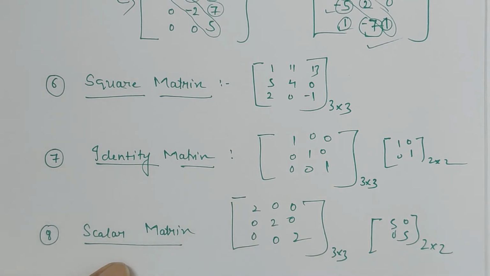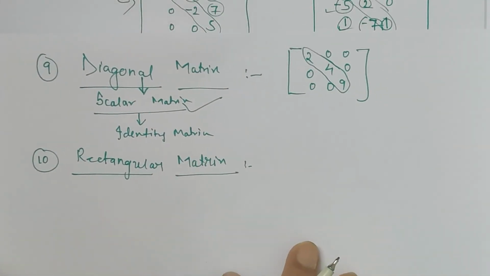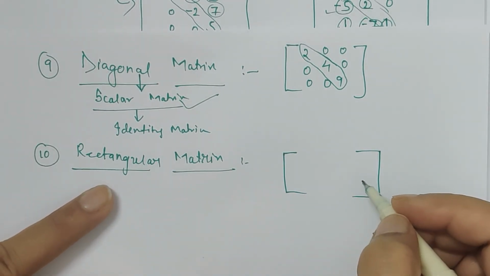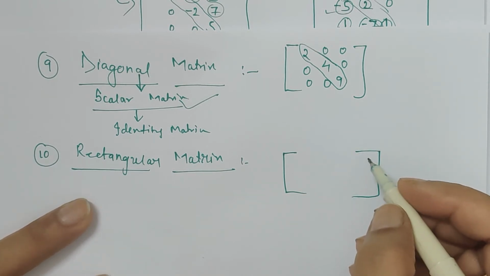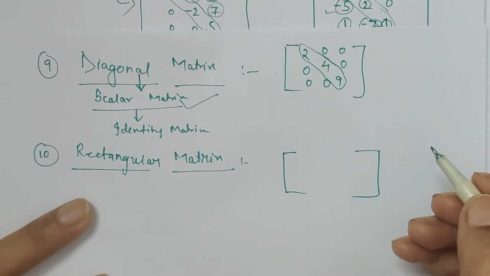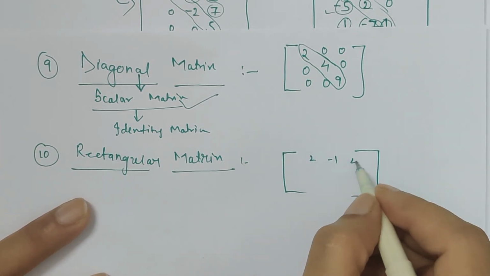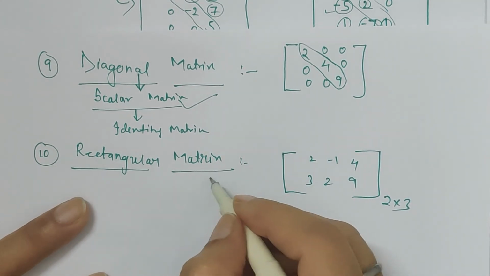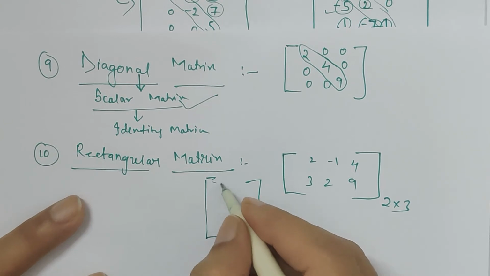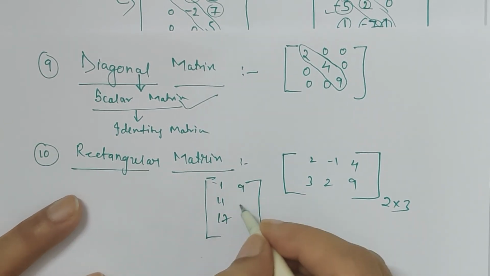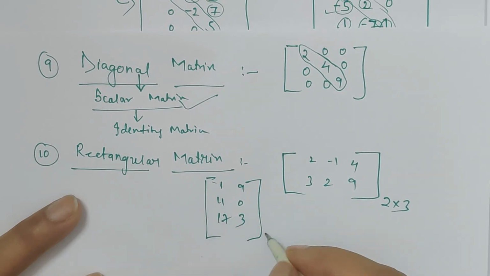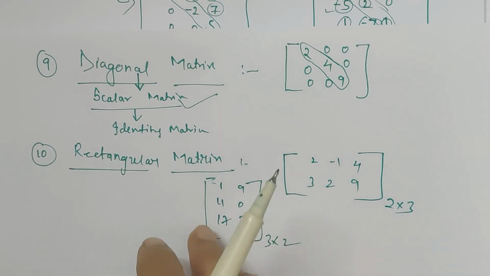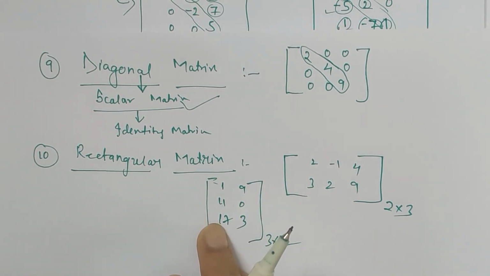Now in connection to this, you might be interested to know what is rectangular matrix. So rectangular matrix is nothing but when there is dissimilarity in the number of rows and number of columns. When they are not equal, that matrix is called rectangular matrix. For example, 2, -1, 4, 3, 2, 9. So it is of 2 by 3 order, so it is a rectangular matrix. Similarly, we can have a rectangular matrix example like this: 1, 11, 17, 9, 0, 3. This is a matrix of 3 by 2 order. Likewise, whenever number of rows is not equal to number of columns, such matrix is called rectangular matrix.